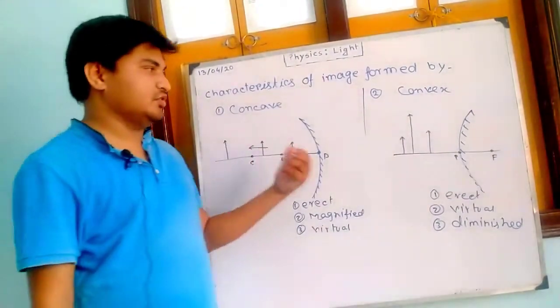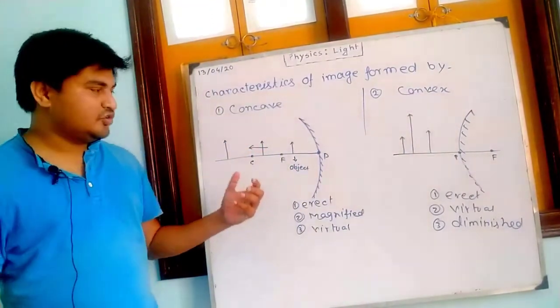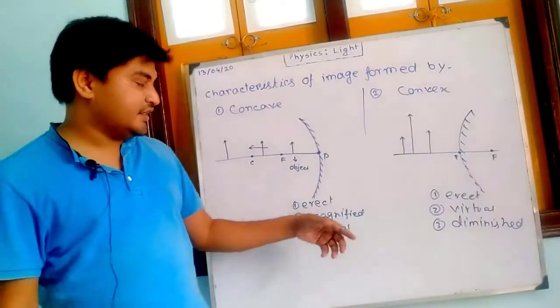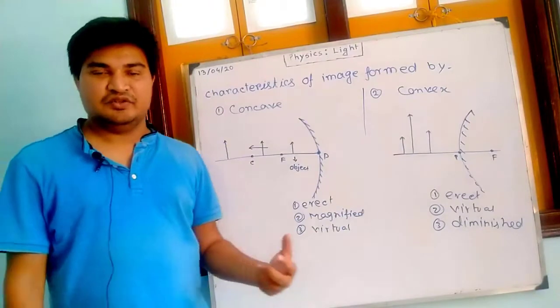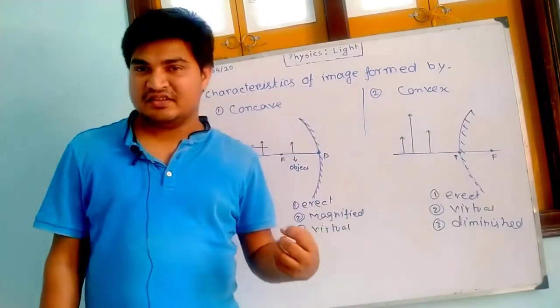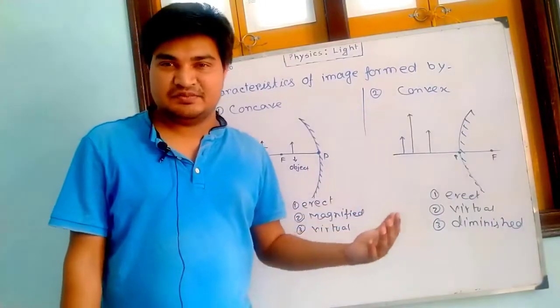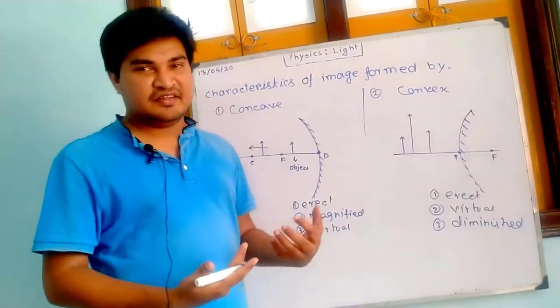Next, the uses of concave and convex mirror. So first, uses of concave mirror. In this mirror, as we observed that it can produce a magnified image, so it can be used as a magnifying glass. In someone's house we can see that a different type of looking glass is present, in which if you look, the size of the image will be larger than your actual size.